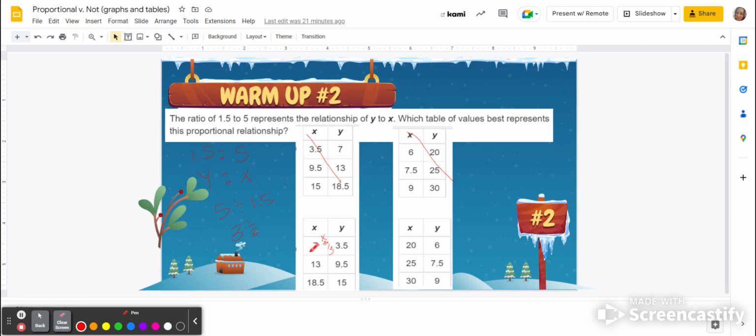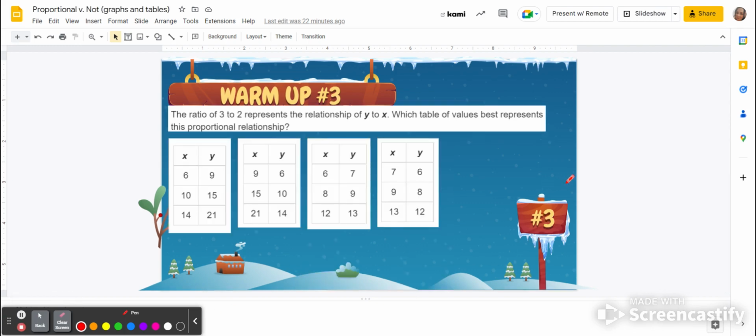So if I multiply 3.5 times 3 1/3, do I get 7? If I multiply 9.5 times 3 1/3, do I get 13? I'm going to say no to this one. So then I look at here, 6 times 3 1/3, 7.5 times 3 1/3, and 9 times 3 1/3. All of these end up with these answers. This is another one that got you guys again because you did not swap the numbers.